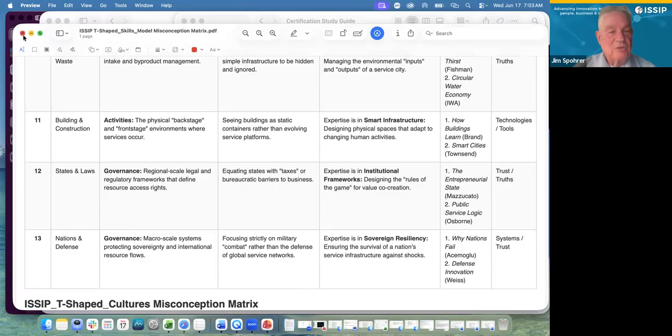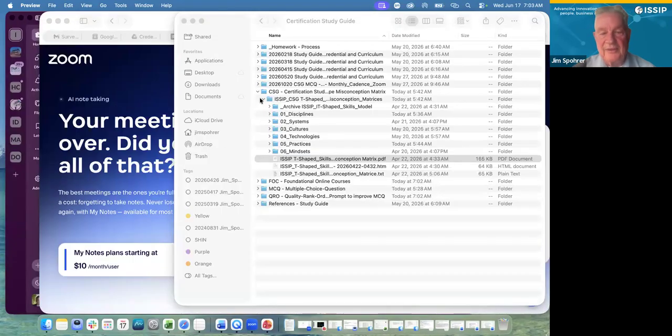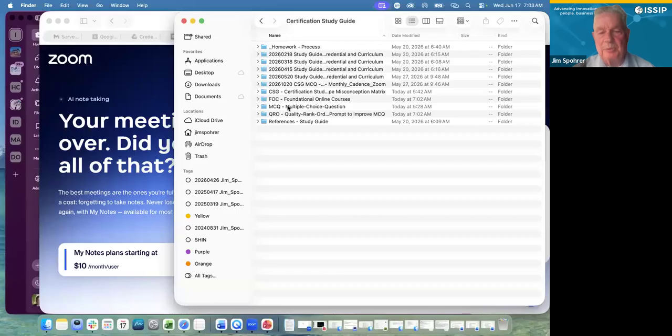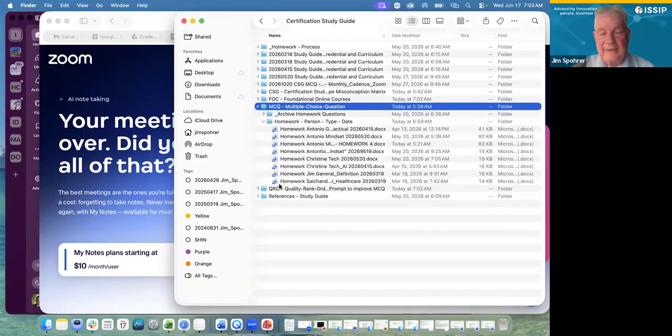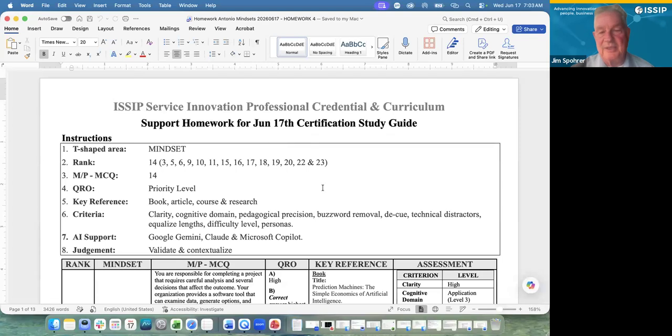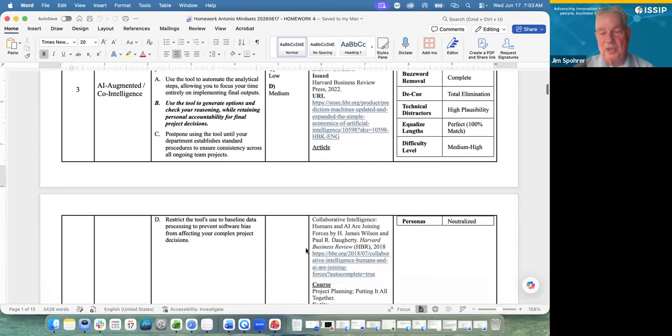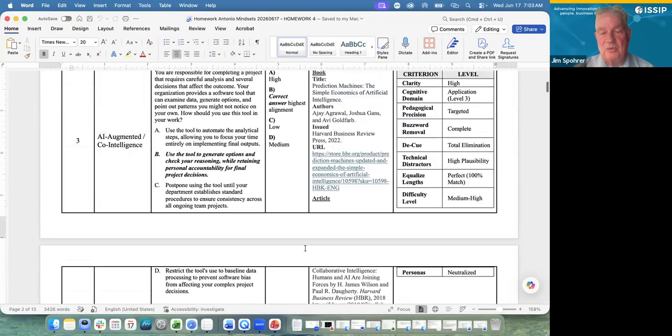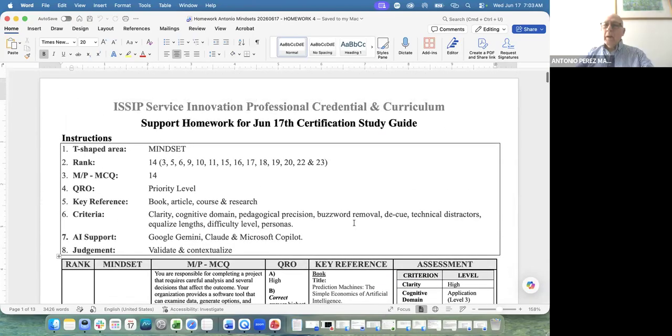Now, the main thing that we've been trying to work towards is getting the 100 multiple choice questions completed. And Antonio, of course, is a superstar. And this is his homework that he submitted this month to support the work we're doing. Antonio, did you want to share your screen and take us through this, or do you want me to just scroll through it? Yeah, I can scroll through it for you if you'd like. Okay, go ahead. That's wonderful.